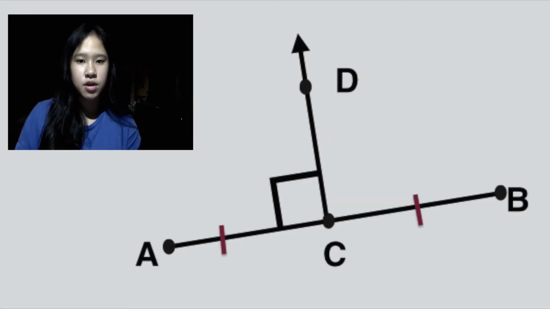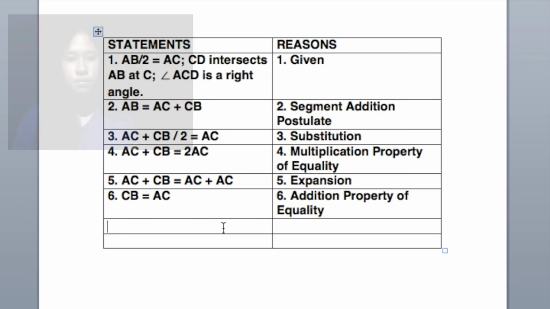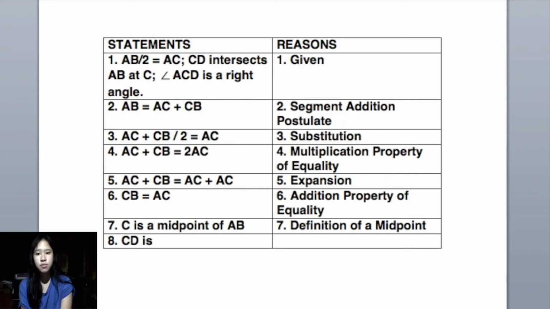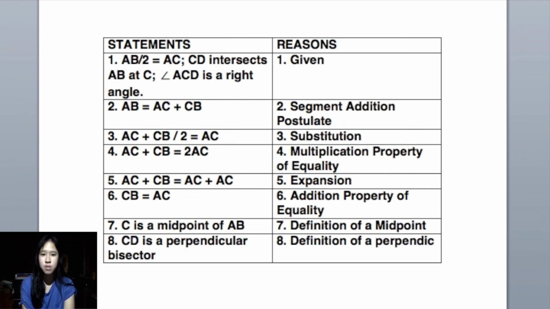Going back to the figure, since we just declared that CB is equal to AC, we can say that C is the midpoint of AB by the definition of a midpoint. Conclusion: our last two statements for the proof would be C is the midpoint of AB by the definition, and then the final one would be CD is a perpendicular bisector by the definition of a perpendicular bisector, that it passes through the midpoint and forms a 90-degree angle.